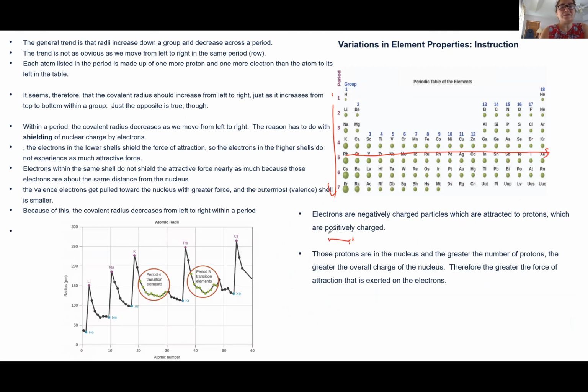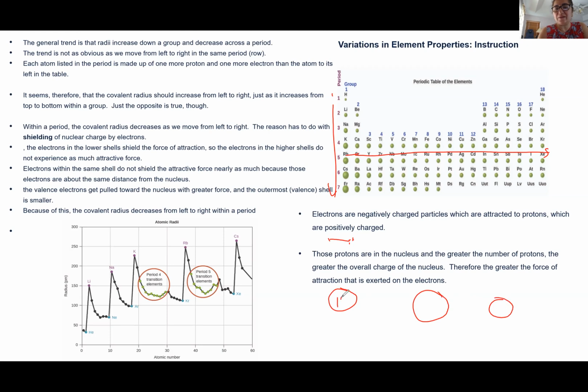So what happens if you're going from left to right in the periodic table? The radius is decreasing. Okay, so any idea? If you're going from left to right, the number of electrons is increasing. And if the electrons are increasing, at the same time the charge of the nucleus is increasing.